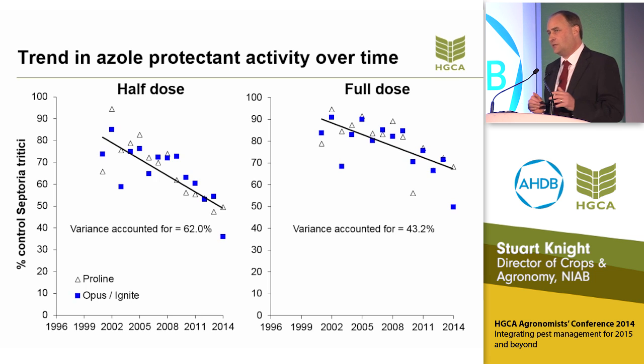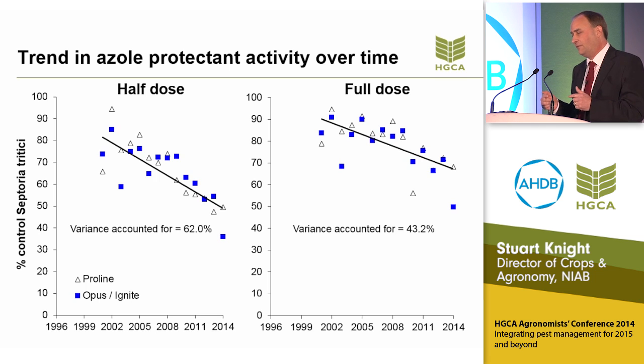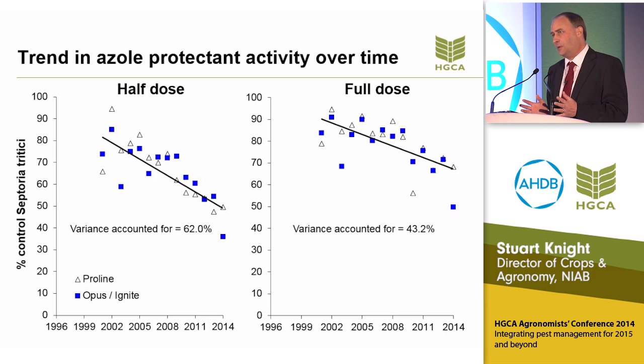The other thing you will notice, those that have seen these charts before, is previous years we've tended to plot separate lines through that data, one for the Opus Ignite and one for the Proline. But actually we've looked at that statistically and there's no justification for doing separate lines. We can explain much more of the variation by pulling a single line through all the data. So in other words, the decline is the same for both products. And that really just highlights the issue that we've got now, is this declining performance in protectant activity, both at the half dose and indeed a decline at the full dose, although slightly shallower.